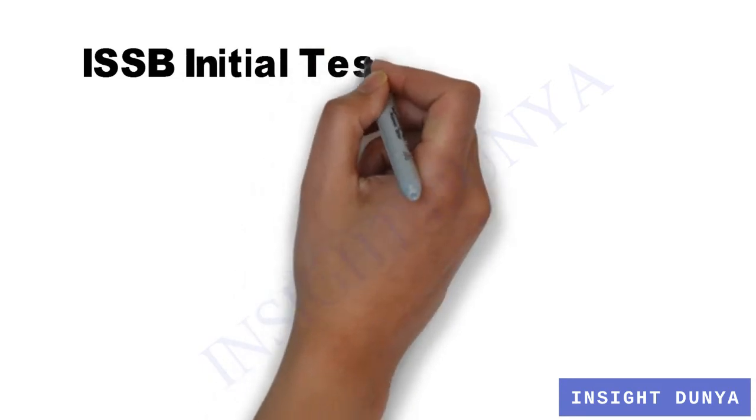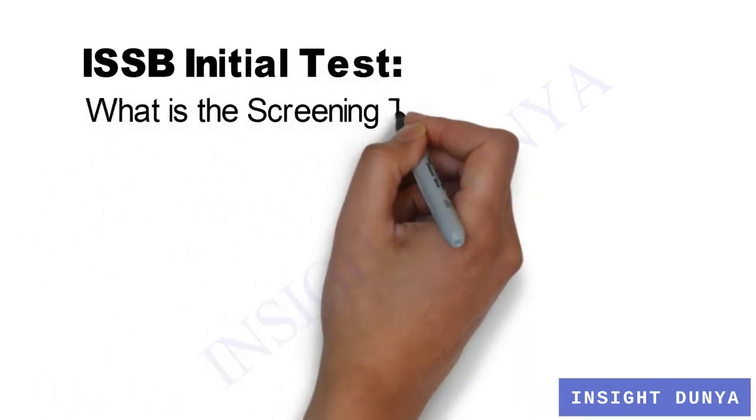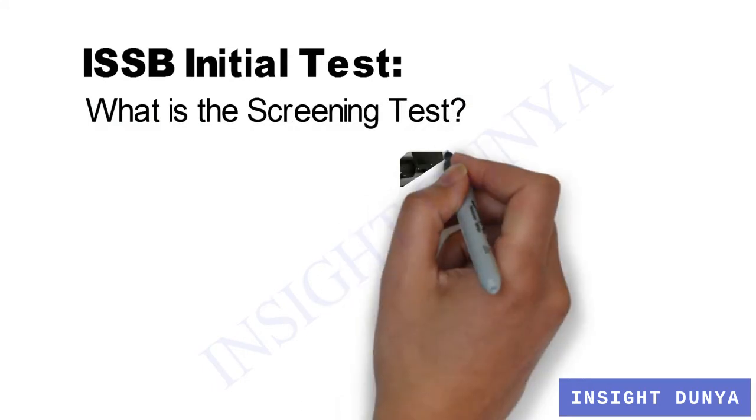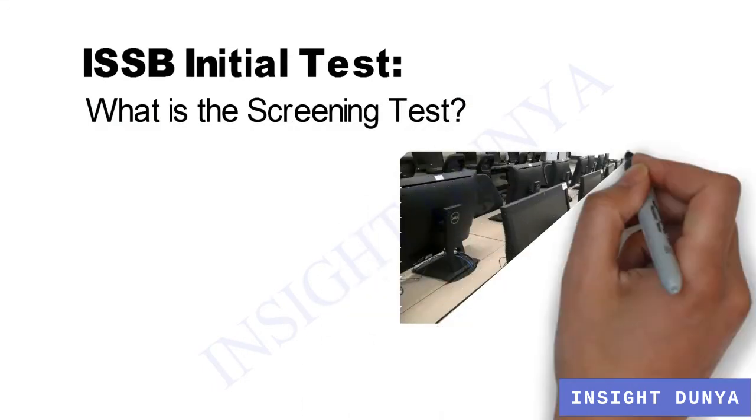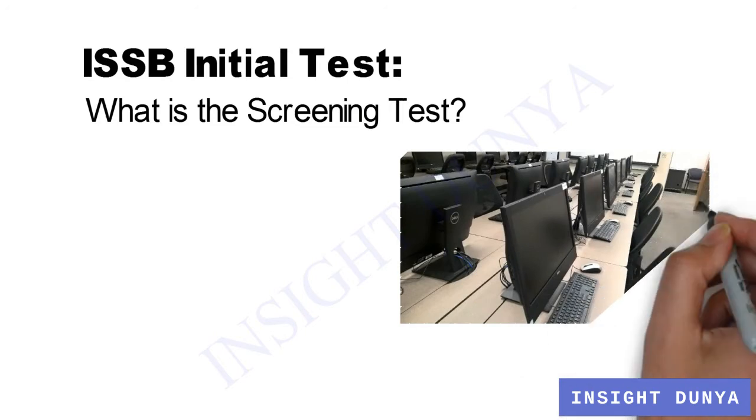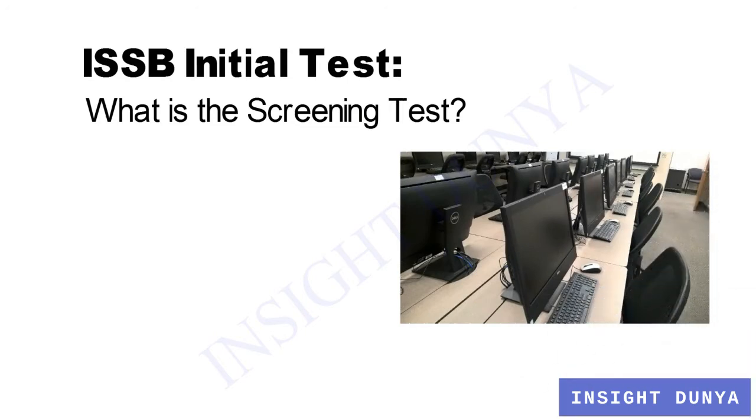First, I will briefly revise what the screening test is. It is a computer-based test. You have to click on the correct option using the computer mouse. With the start of the test, time starts on the computer screen. When the time is up, you cannot use the mouse, meaning you cannot answer any question.